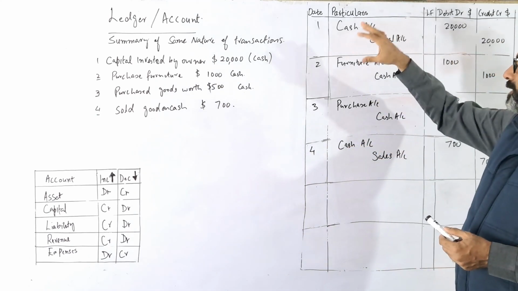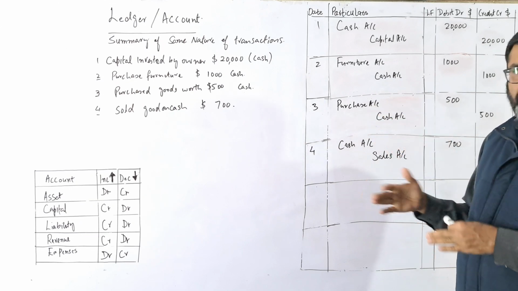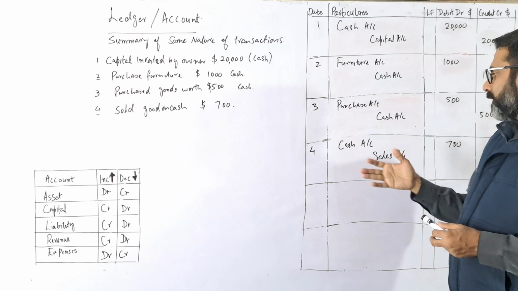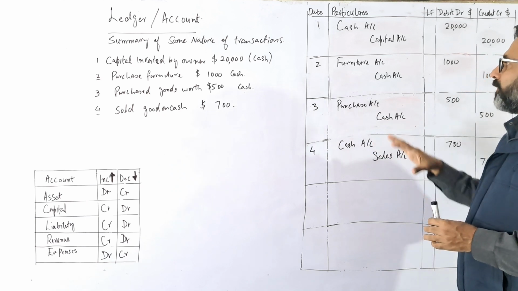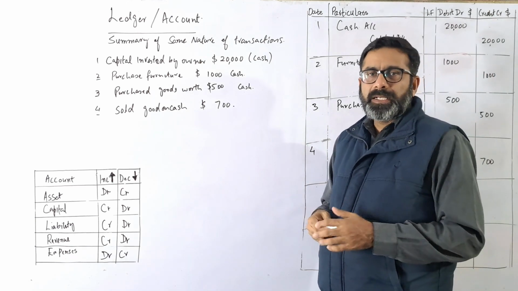So sometimes cash is increasing, sometimes decreasing, some increase or decrease is there. In the same way furniture is increasing, the purchases or goods are increasing, and the sales are increasing. So from here we can say we have to prepare the different accounts, or we have to manage the ledger.